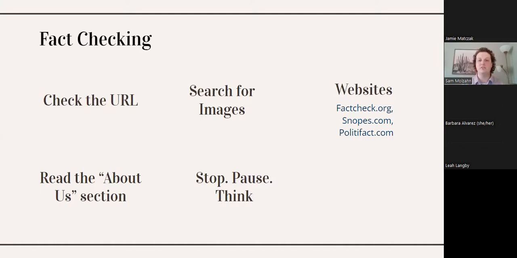Another top tip is to stop, pause, and think. So we talked about that outrage machine, that confirmation bias, and just sharing without thinking. But you need to have those skills where you read beyond the headline, read the About Us section, check the URL, do those things before just instantly sharing. And that's the biggest problem on social media, is people can just share and share and share, and before anybody is able to put a stop to it, it's been shared hundreds of thousands of times.